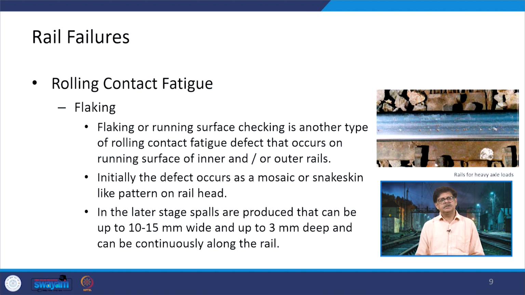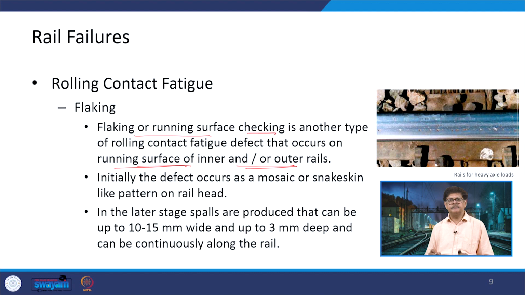The third thing which can be there is flaking. Now, flaking, from the name itself, it means certain flakes are being created in the section. So, it comes out in the form of longitudinal sections which are very thin. Flaking, or running surface checking, is another type of rolling contact fatigue, and this defect occurs on the running surface of the inner or the outer rails.